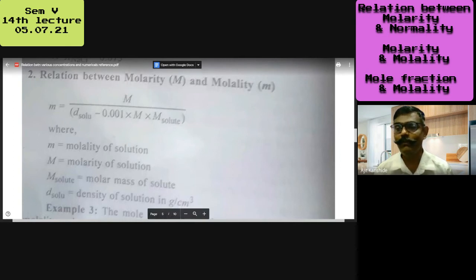Now the question you will have: volume of the solution is there, and here we are talking about the solvent, but it is nearby, no? It is an approximation, and therefore it will do. Here we are considering the density aspect. So this molality, small m, is equal to molarity divided by density of solution minus 0.001 M into M solute. Is it clear?